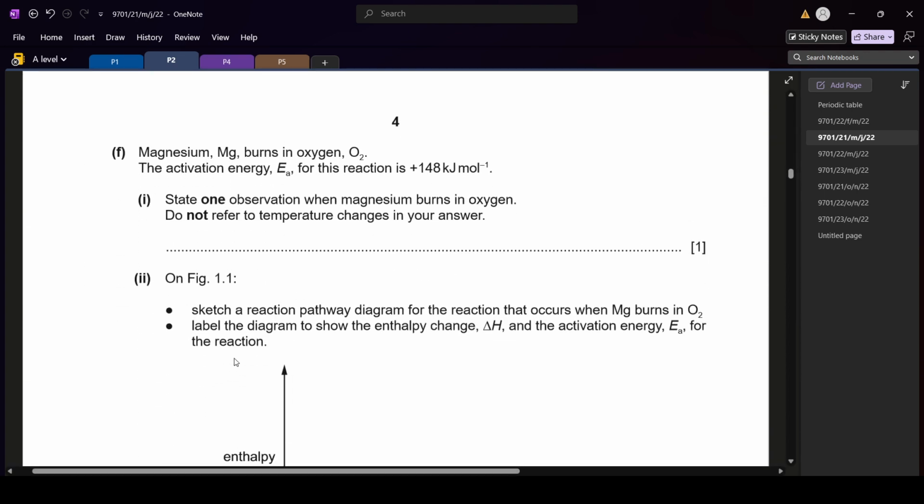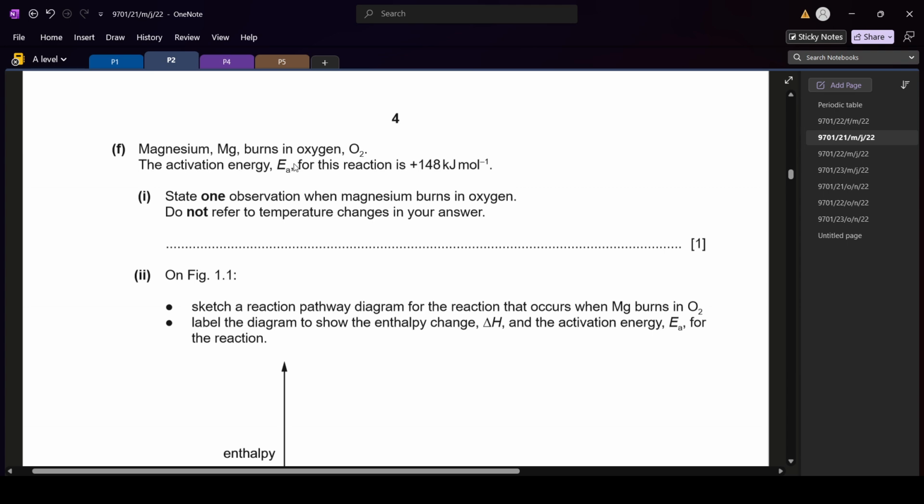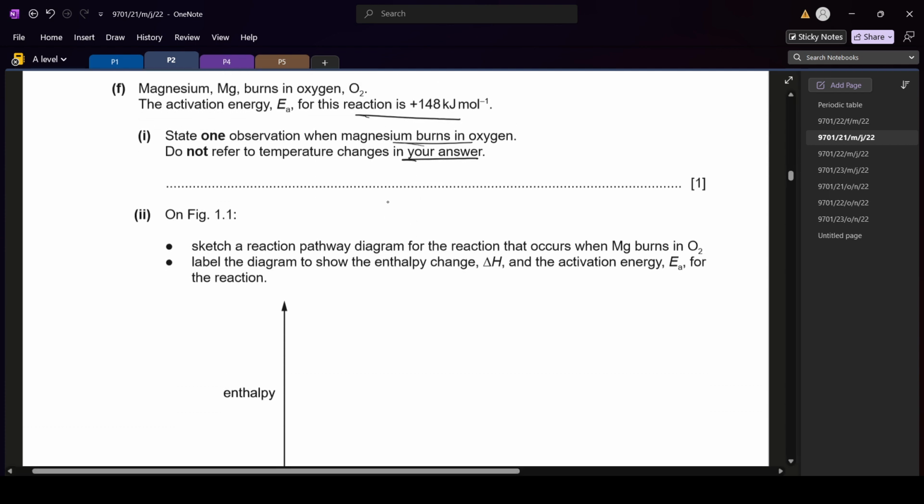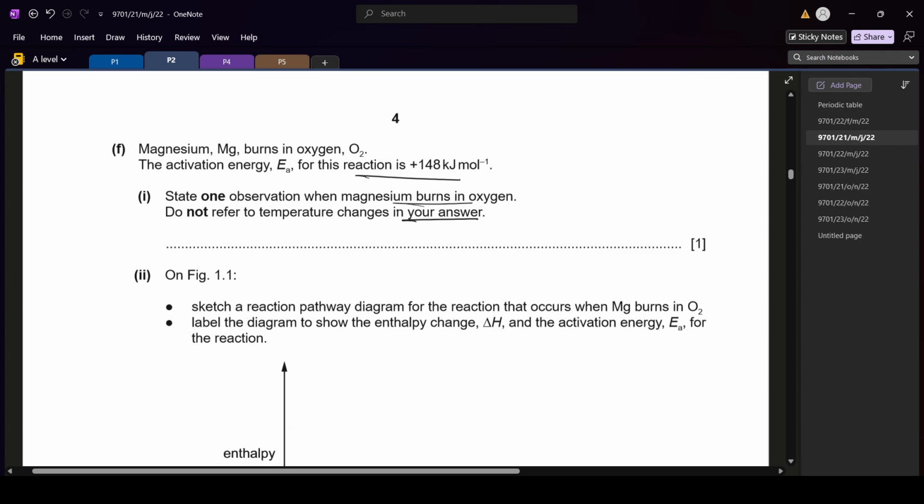Moving towards the next part, magnesium burns in oxygen. The activation energy for this reaction is +148. State one observation when magnesium burns in oxygen. Do not refer to temperature changes. So when magnesium burns, it burns with a white flame. So white flame is the observation.